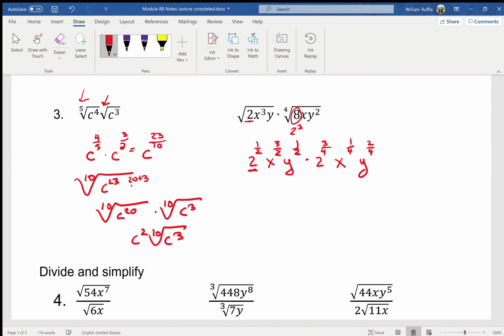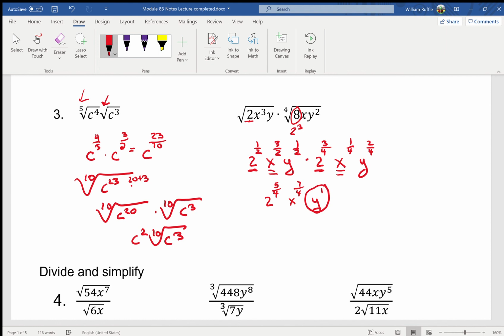So now I'm going to multiply. The bases are the same here, so 1/2 plus 3/4. If I do this on the side, 1/2 plus 3/4 is 2 to the 5/4. If I do this next one here, x, 3/2 plus 1/4 is 7/4. So this is x to the 7/4. Now this is the first good one here. 1/2 plus 1/2, that's y to the 1st power. So hooray, that's already settled, right?